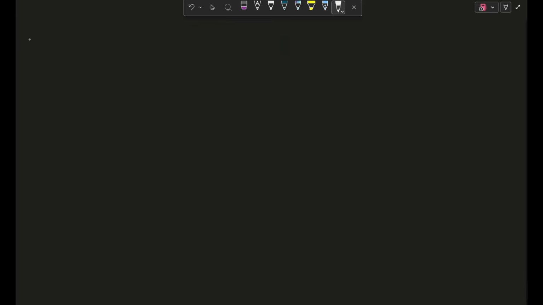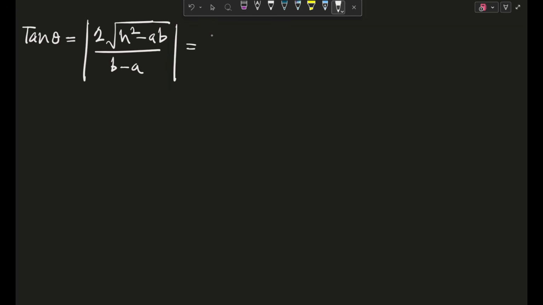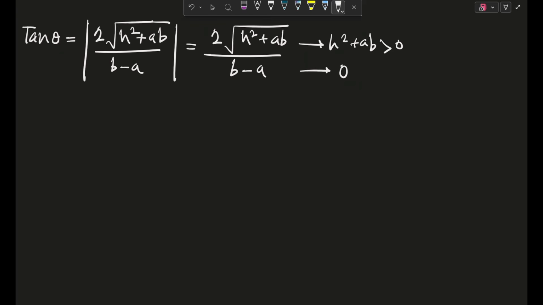To do that, we know something: the angle between a pair of straight lines, tan theta, is modulus of 2 root under h square minus ab, whole divided by b minus a. Now this particular thing will be positive, and so it will open with a plus. Not h square minus, I'm sorry, plus ab. So this thing will open with a plus. Two reasons: first, h square plus ab is greater than 0, and a much stronger reason is that theta is less than pi by 2.